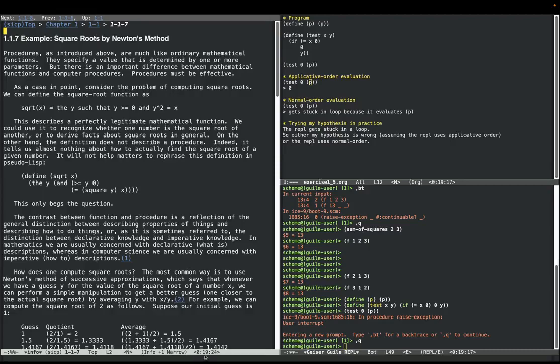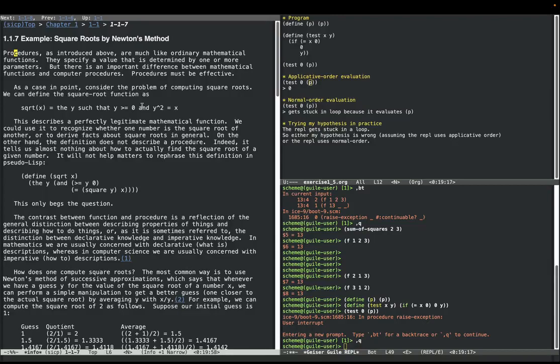We have only 5 minutes left, so maybe we can read 1.1.7. Section, not chapter. Example: square roots by Newton's method. Procedures, as introduced above, are much like ordinary mathematical functions. They specify a value that is determined by one or more parameters, but there is an important difference between mathematical functions and computer procedures. Procedures must be effective. As a case in point, consider the problem of computing square roots.